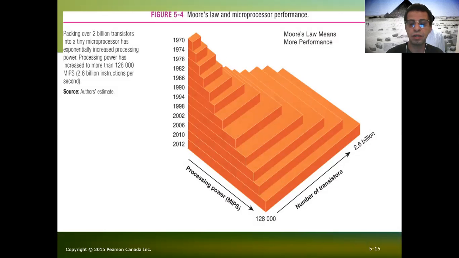And the number of transistors, you remember transistors in the old radios. Now they're pretty small and thin, with something like 2.6 billion transistors in one chip.